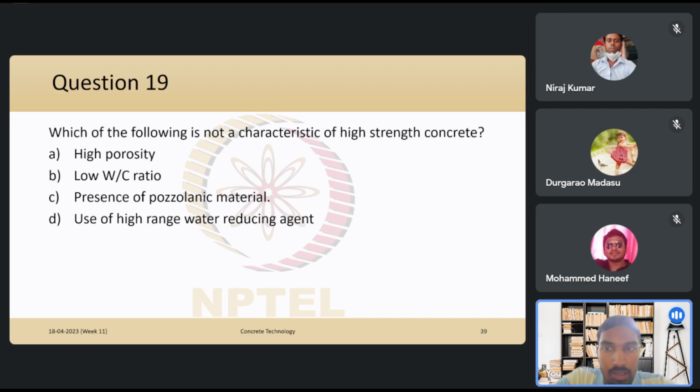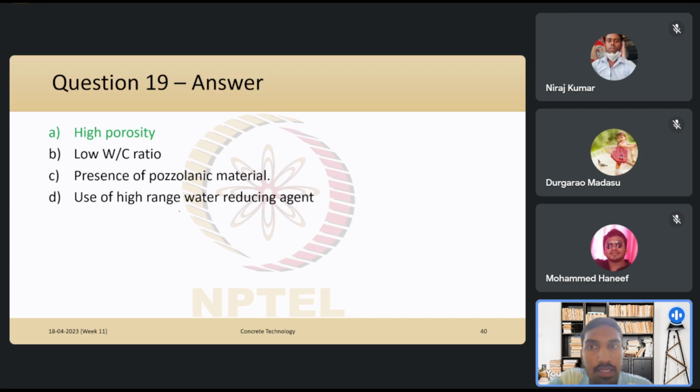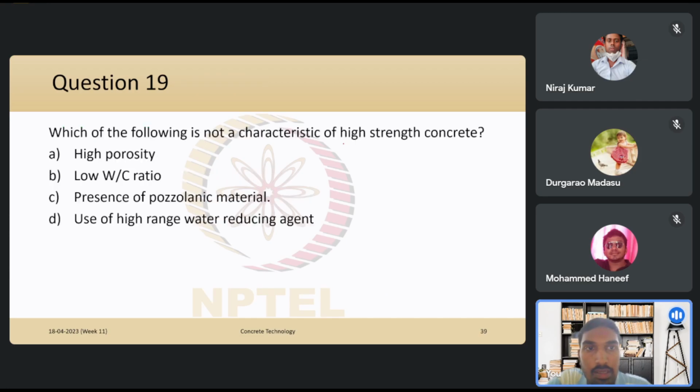Okay, let's take a look at the right answer. So the right answer is option A. It is high porosity. Right. So here again we are talking about high strength concrete, and the question is which of the following is not a characteristic, right? So which of this is not seen in high strength concrete? We already talked about the role of porosity. So when you have higher porosity, you will have lesser strength, right? The concrete is weaker because the porous regions are not contributing to your strength. So when you have high porosity, your strength reduces, right? Because we want high strength concrete, we cannot afford to have high porosity. So this is actually the right option.